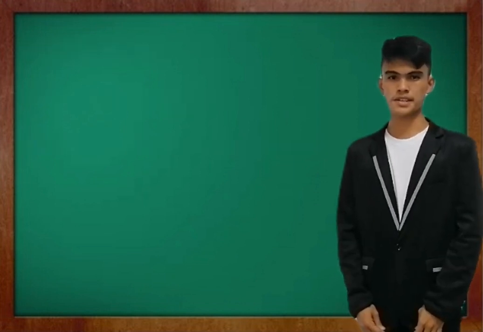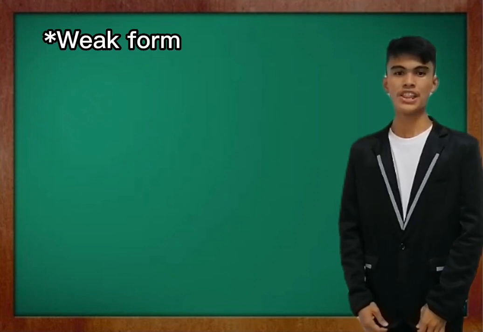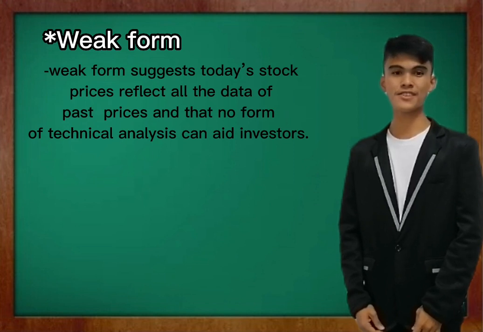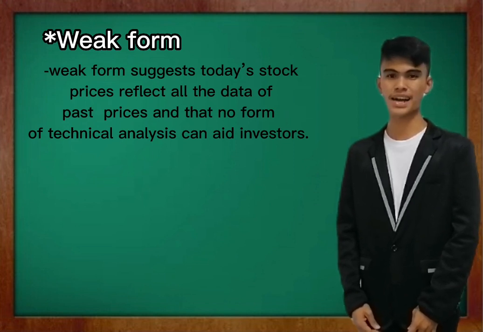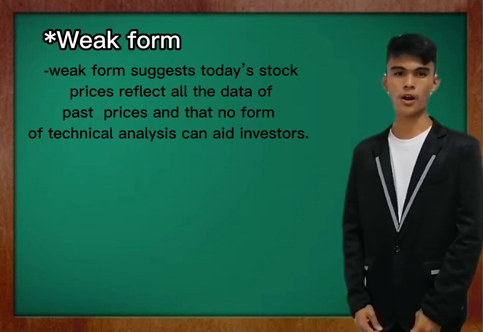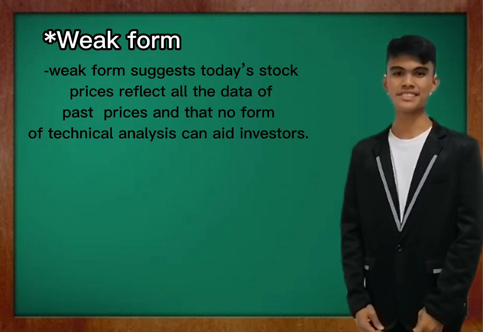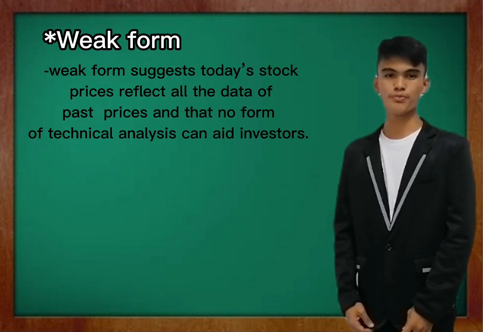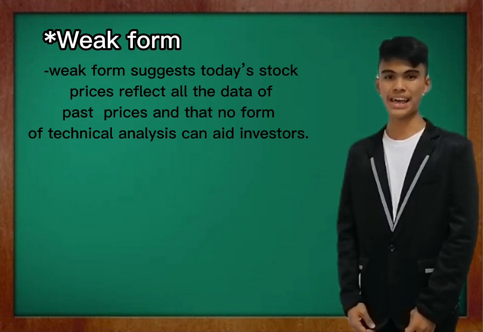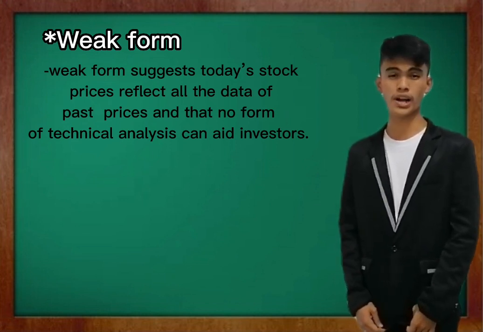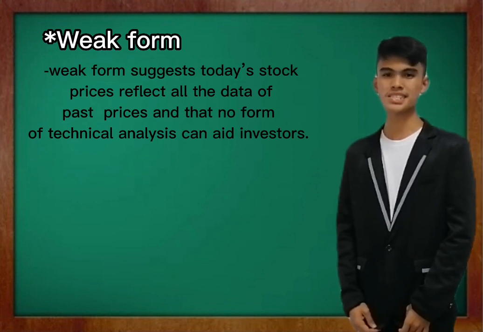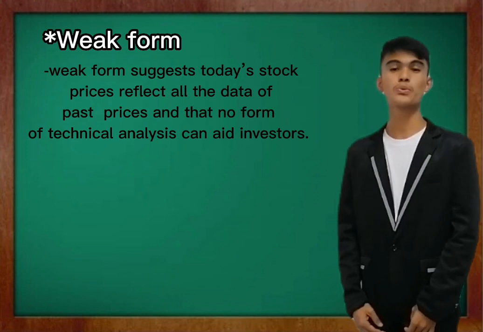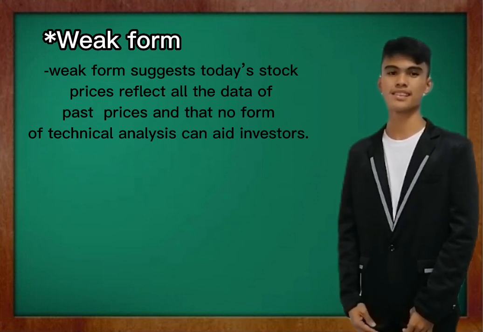Let us discuss first the weak form of the theory. The weak form suggests that today's stock prices reflect all the data of past prices, and that no form of technical analysis can aid investors. So, if the weak form of the theory is true, then a technical analysis or an analysis of past prices will not yield new information and hence will not lead to systematic profit.